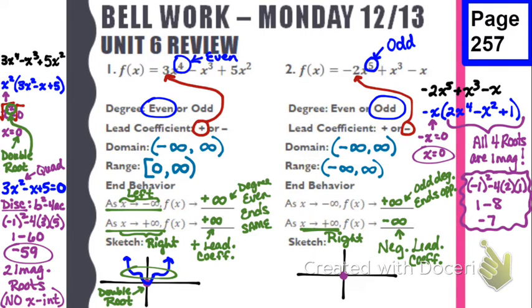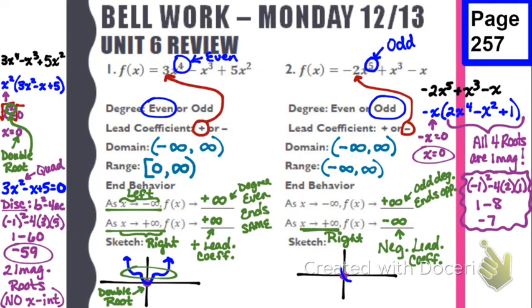Is that what makes it bounce or not bounce? No, it's the double. It's the squared that would make it bounce or not bounce. Does this one have a squared on the x? No. So is it going to go straight through? Yes. What's the right side doing? It's going down.